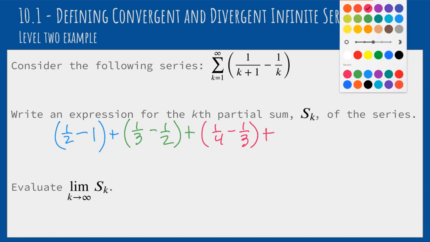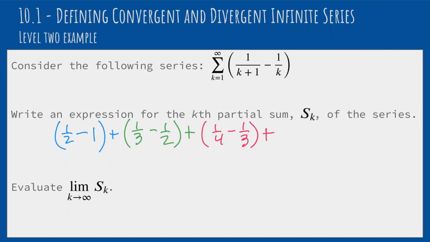And let's do one more here. So when k equals, let's see, we're on 4 now, we're going to have 1/5 minus 1/4. And I'm going to put a ... there to show this does keep going forever. So our sum is going to be equal to this.